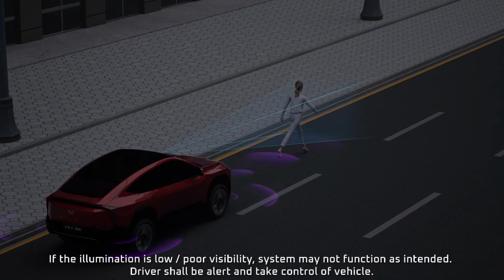If the illumination is low or visibility is poor, the system may not function as intended. Driver shall be alert and take control of the vehicle.